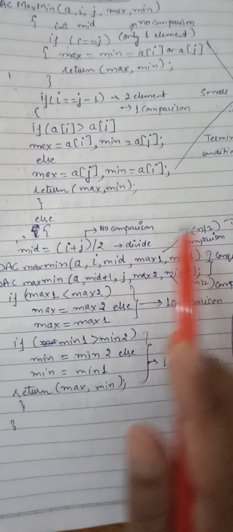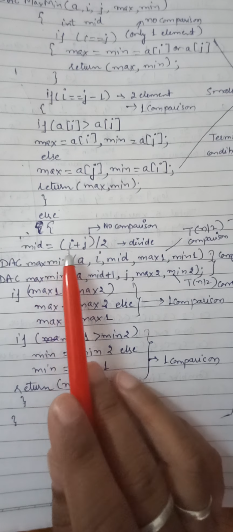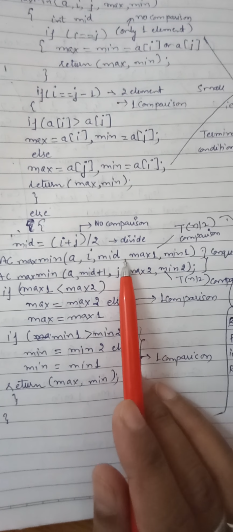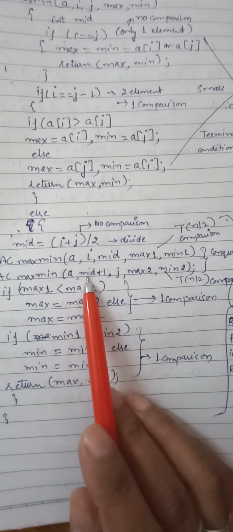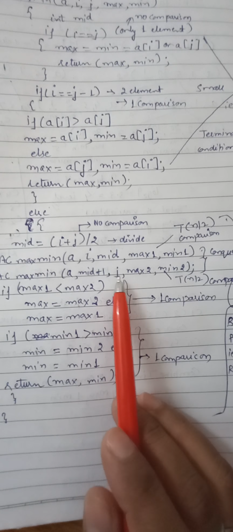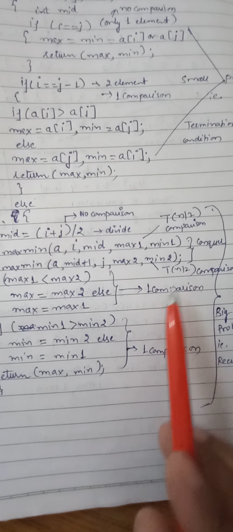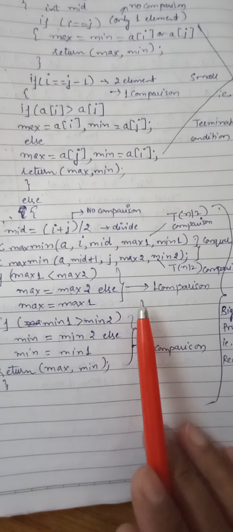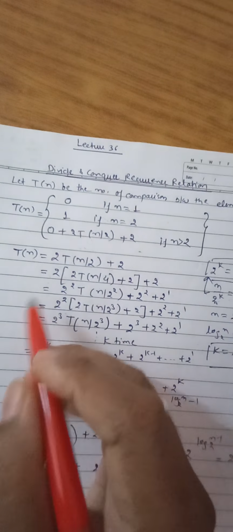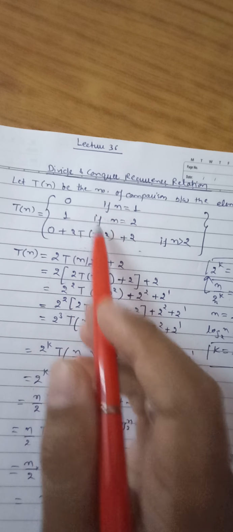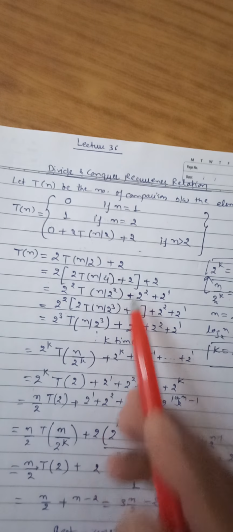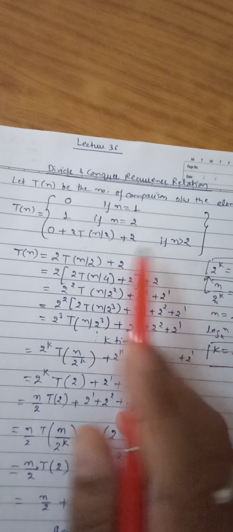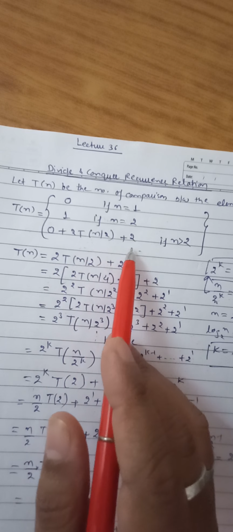And when the elements are many, then first we need to find the middle element, then we are conquering it with the first and the middle element, then middle element plus 1 to the last element. So here we are doing conquering, and then we are comparing the maximum and minimum element. So there is only one comparison. From this we can find that if one element then zero comparison, when two elements then one comparison, but when more than two elements then 0 plus 2T(n/2) plus 2.